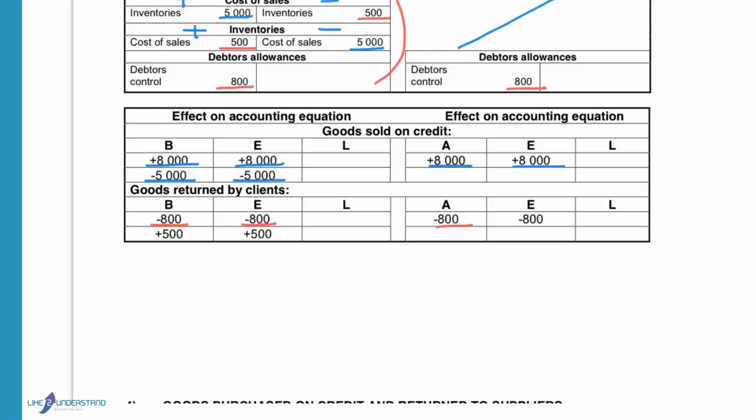The same transaction in the periodic inventory system. For the goods returned, the assets will increase because inventory increases and equity will increase because you decrease cost of sales, and if the expense is decreased, your profits will increase. No entry for the cost of sales or inventory in the periodic inventory system.